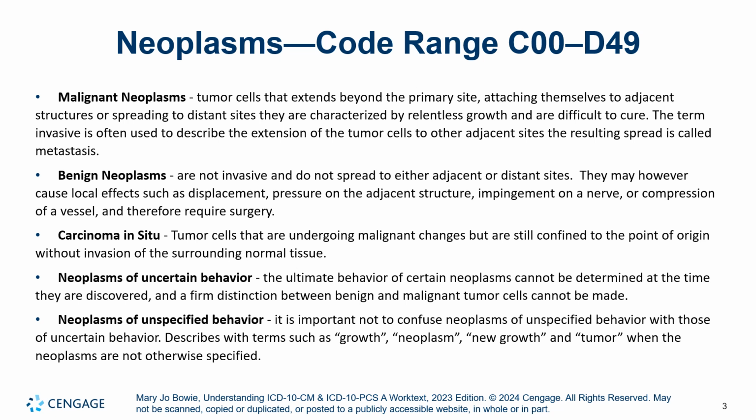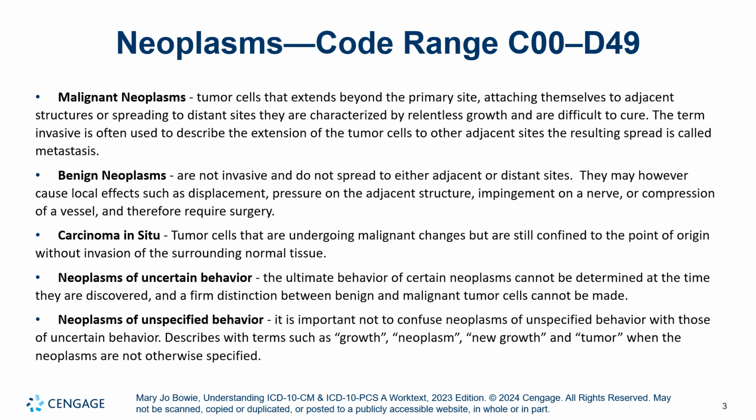These are 5 definitions that you want to be able to differentiate so that when you are looking in the record, you know how to code your neoplasm. Malignant neoplasms are tumor cells that extend beyond the primary site, attaching themselves to adjacent structures or spreading to distant sites, characterized by relentless growth and difficult to cure. The term invasive is often used to describe the extension of tumor cells to other adjacent sites, resulting in spread called metastasis.